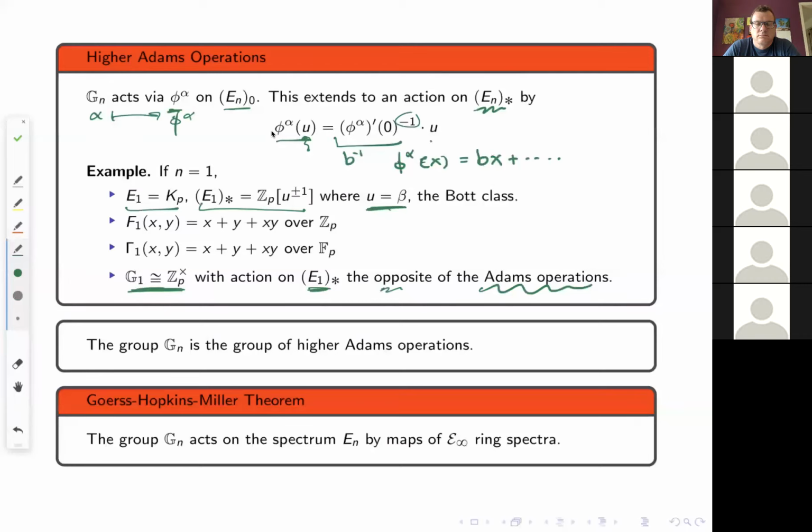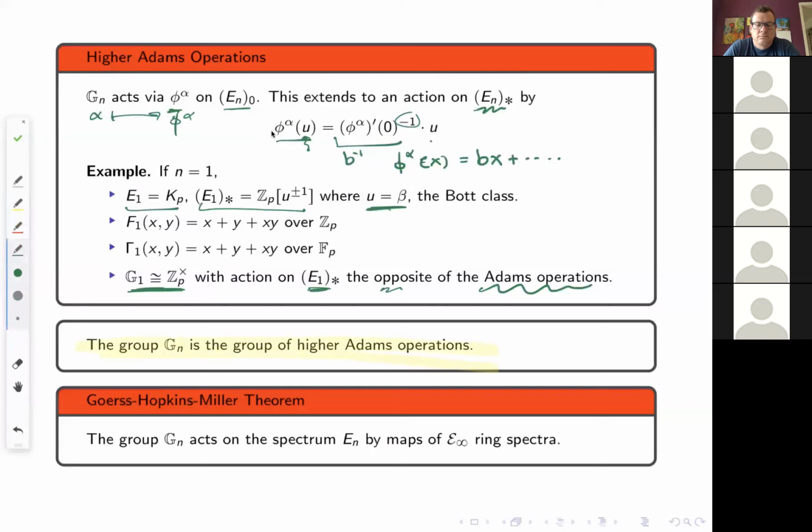So how do you want to think about the group Gn? It's the higher Adams operations. Okay. So E1 is p-complete K-theory, and En is supposed to be its generalization. P-complete K-theory has Adams operations. Gn, that's the analog at higher heights.